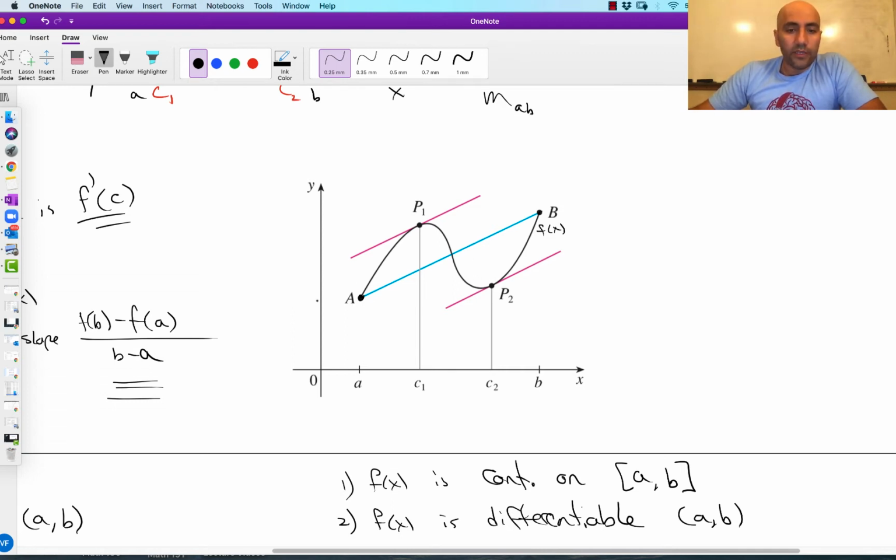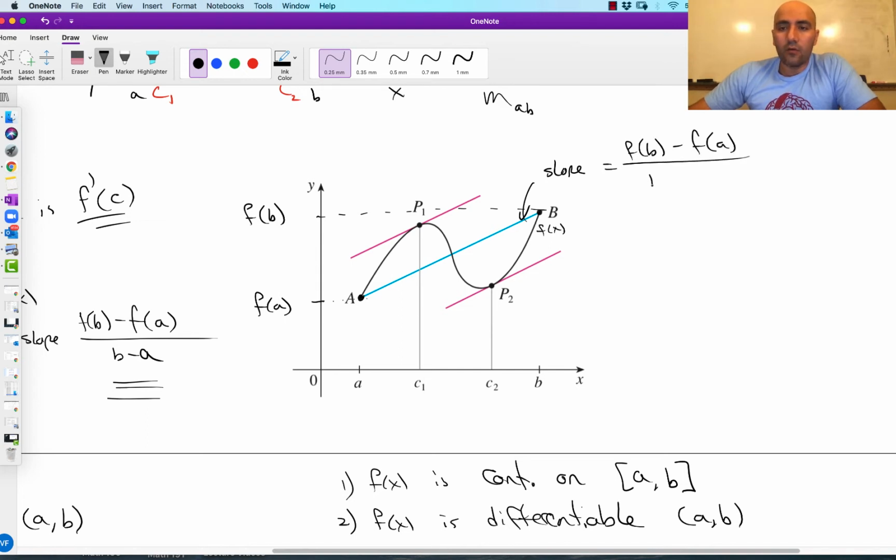So this point here should have a height of f of a. This point up here should have a height of f of b. And so this line segment there should have a slope equal to f of b minus f of a all over b minus a. Good. And by proof by picture, I can see that all three of these lines are parallel to each other. Parallel lines have the same slope. Therefore, the slope of these two must be the same as that one.